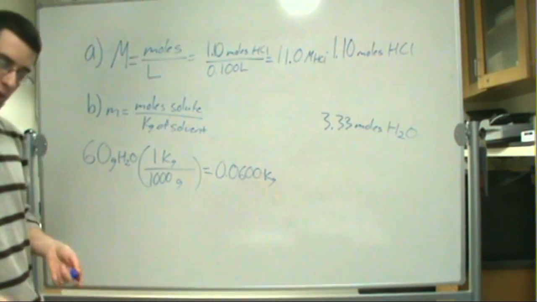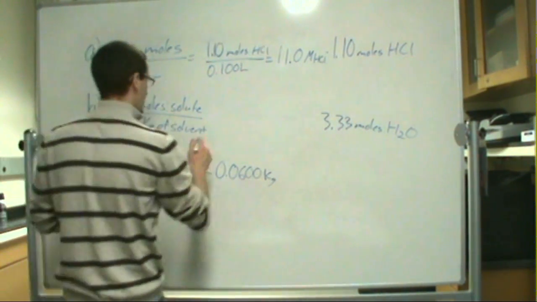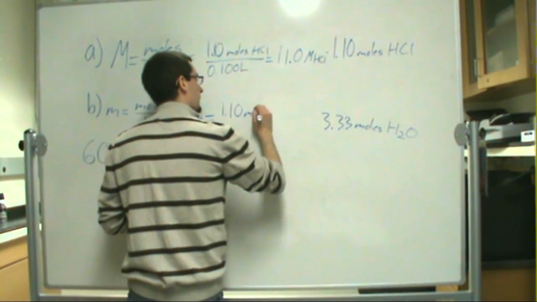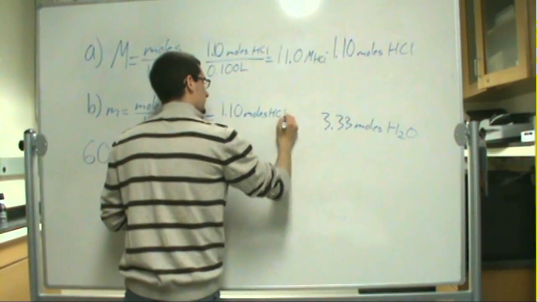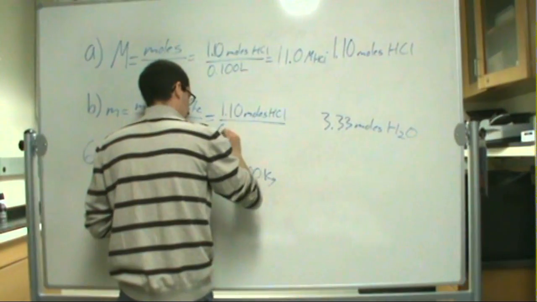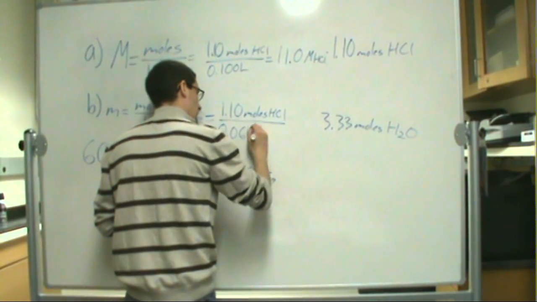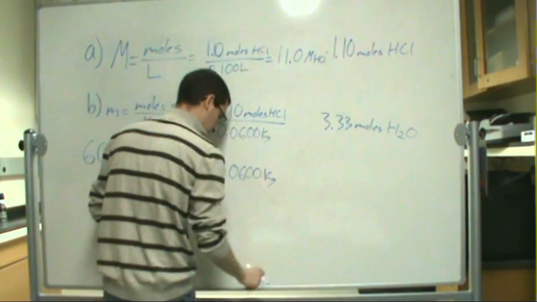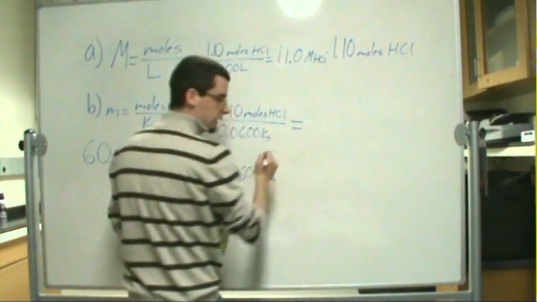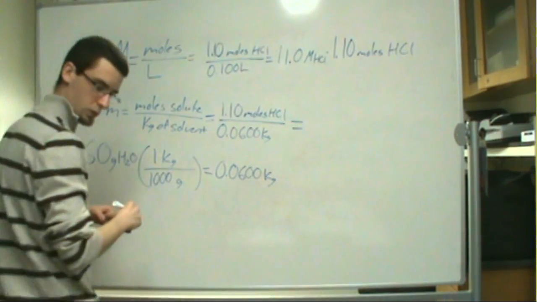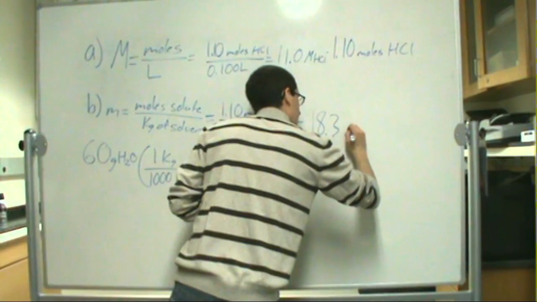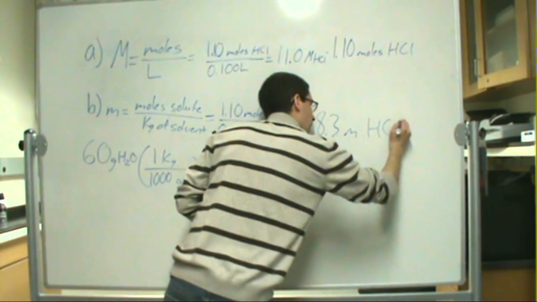So now all we have to do is just plug in and solve. So again, we have 1.10 moles of HCl divided by the amount of kilograms, so 0.060 kilograms. I'm going to erase this value over here, which ends up equaling 18.3 molal hydrochloric acid.